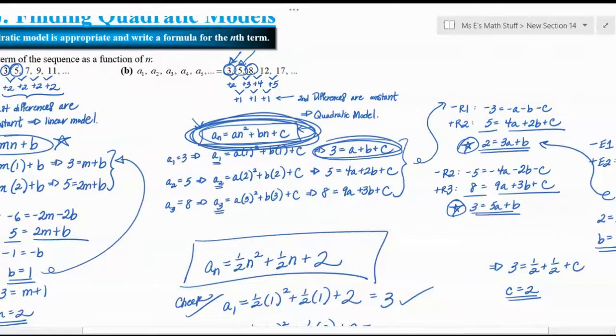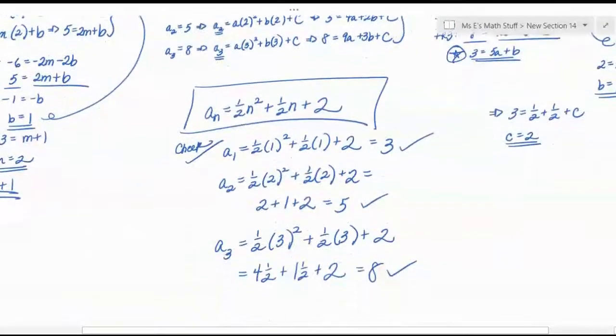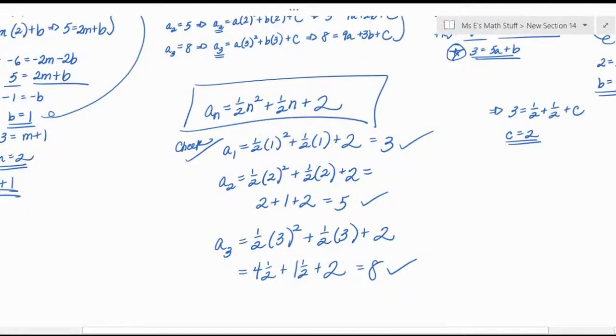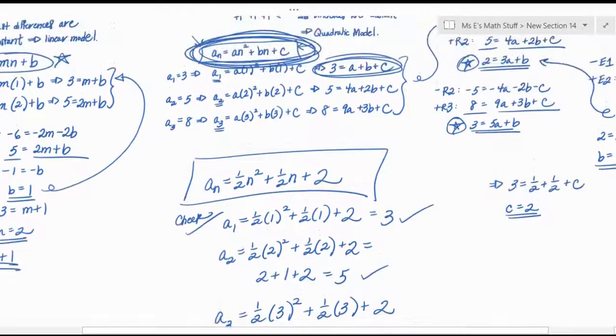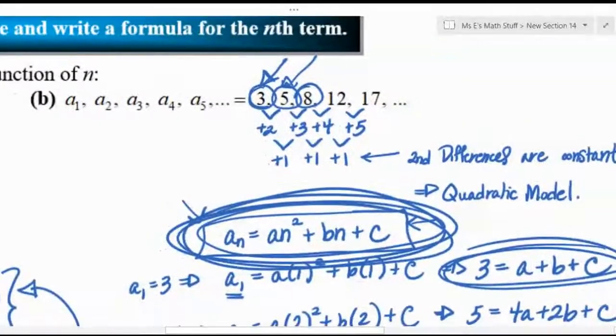And then once you get your A, B, and C values, you make sure that you go back and complete your model to write your final answer. And you can always check your answer like I demonstrated here. And just for food for thought, what kind of model do you think you'd get if your second row of differences were not constant, but your third row was constant? Just a little food for thought.